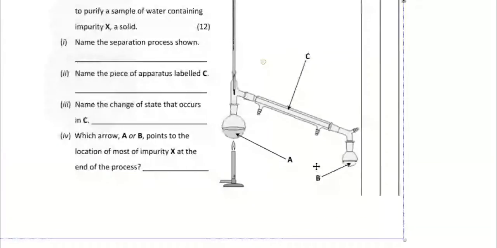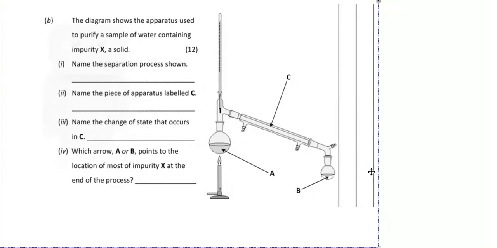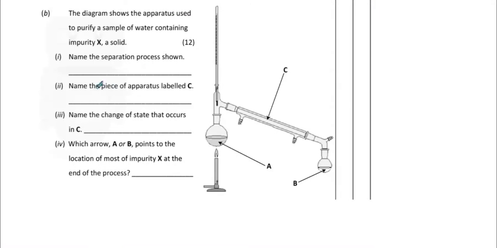Now, what's up with 13? Just about labeling the apparatus, so it shouldn't take that long. Name the separation process shown. It's distillation. Name the piece of apparatus labeled C. It's known as a Liebig condenser, or just a condenser. It's a water jacket that cools the steam into water. Name the change of state that occurs in C. Well, it's water vapor, so gas to liquid. Now, that's not actually naming it. I actually would have got that question wrong. It's condensation.